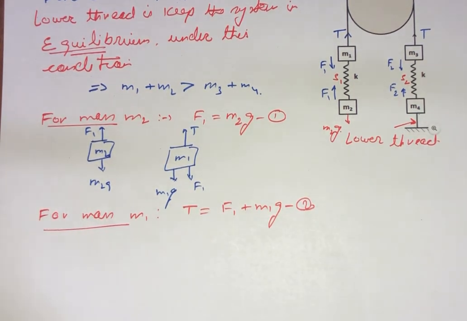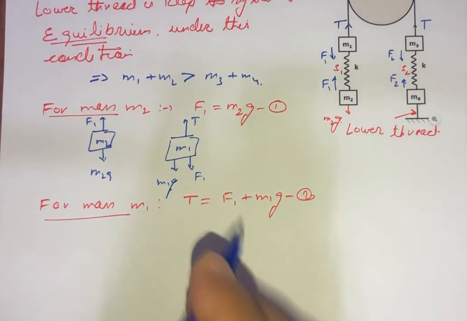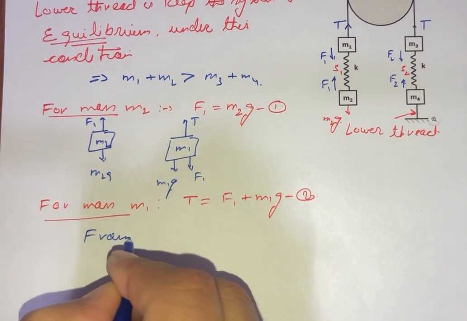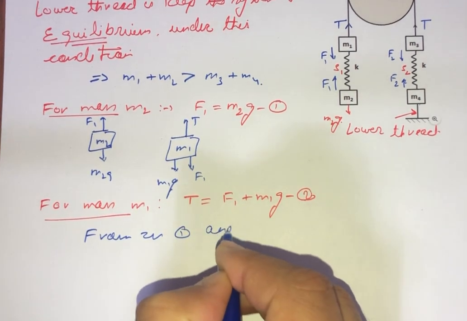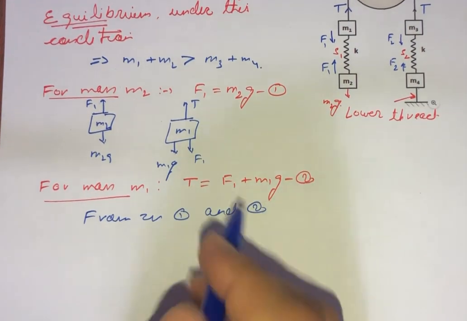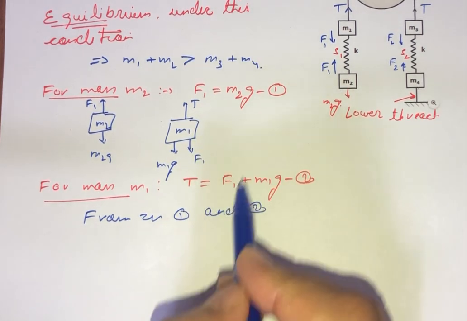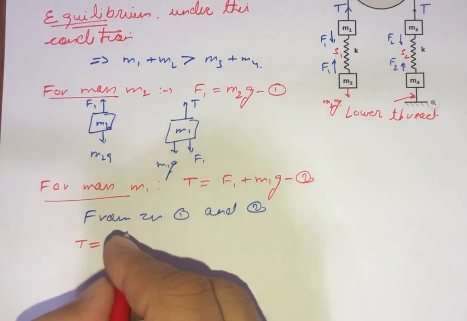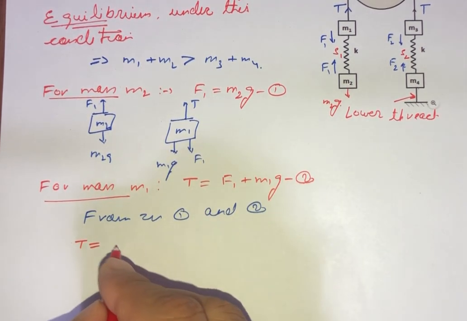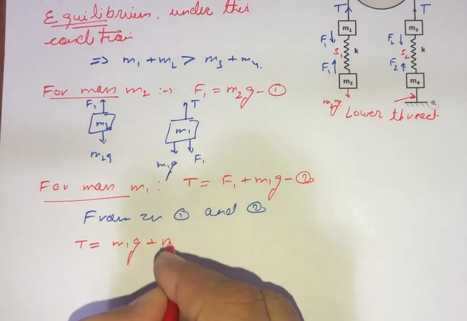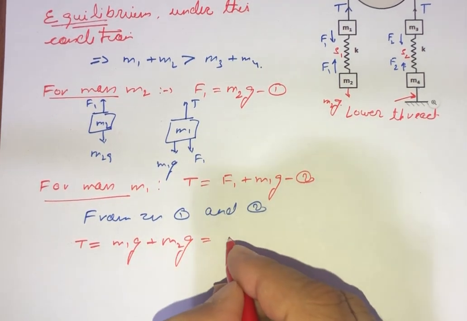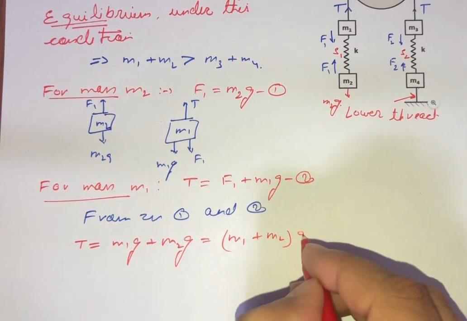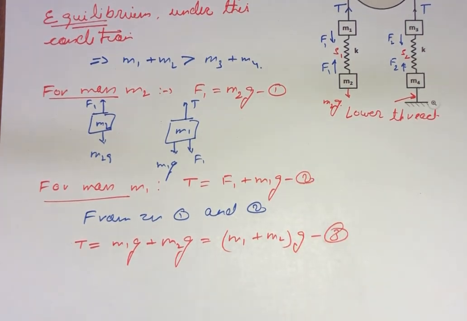So using equations 1 and 2, using F1 from 1, substituting in 2, you can say that tension T will be equal to M1G plus M2G, and it can be written as M1 plus M2 times G. Let us call this equation number 3.